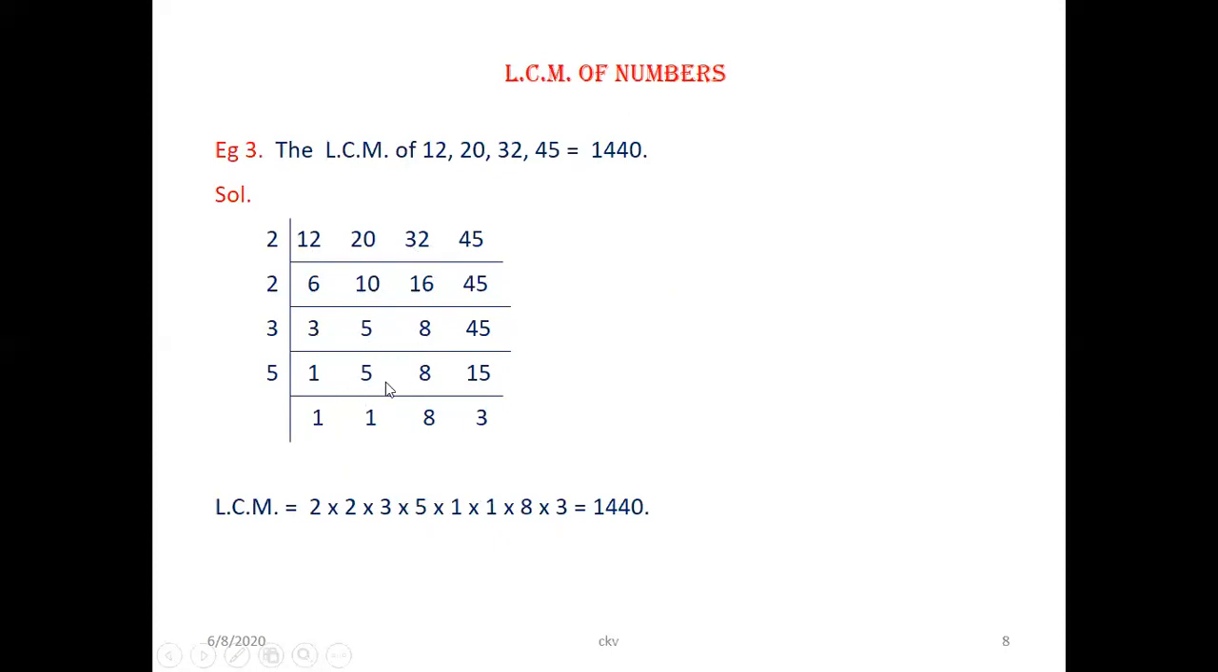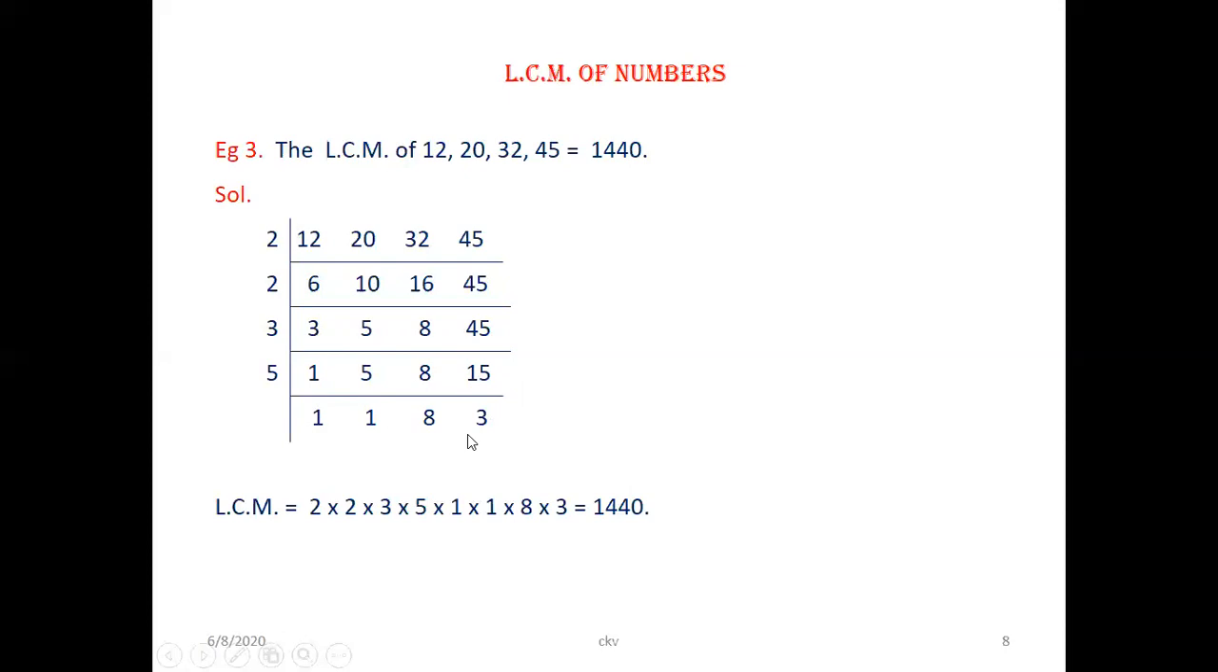Now you again have 4 numbers. Of these 4 numbers, you see any 2 of them are exactly divisible by a particular number. If you take 5 and 15, both of them are exactly divisible by 5. That's why I took 5 here. So 1 is not divisible by 5, so you write it as it is. 5 ones are 5. Here 5 is divisible by 5, so 1. 8 is not divisible by 5, so you carry it forward, keep it as it is. And 15 is divisible by 5. 5 threes are 15.